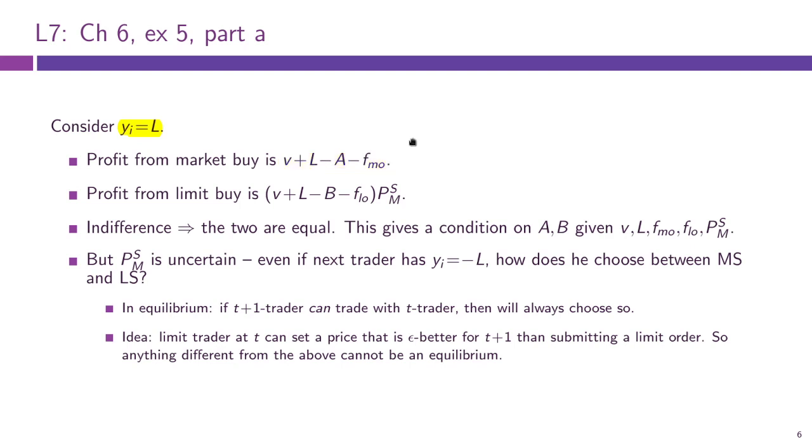What is the profit from a limit order? Well, once again, the trader would get the asset that's worth V plus L to him. He would pay less, he would only pay B. And he would also have to pay F_LO if the order executes. But this whole thing would only happen with some probability P_MS. So this is the probability that the next trader submits a market order to sell.